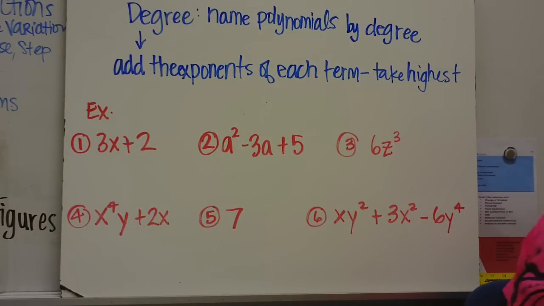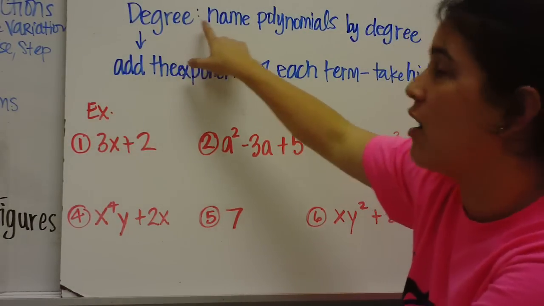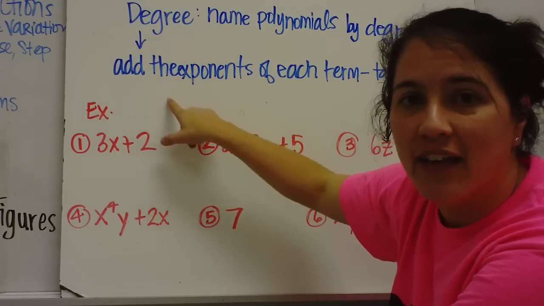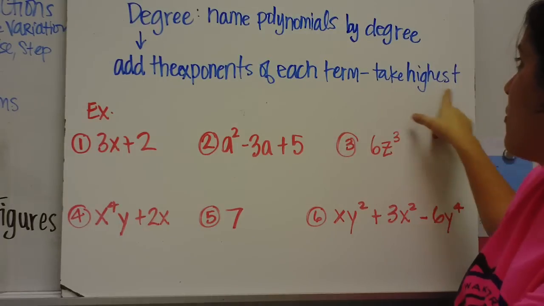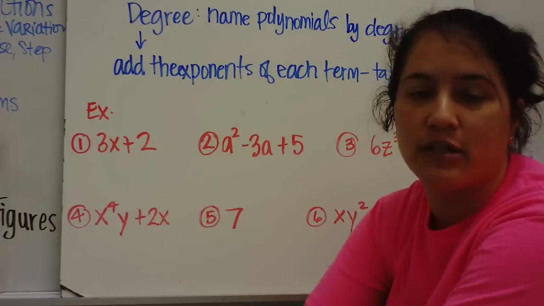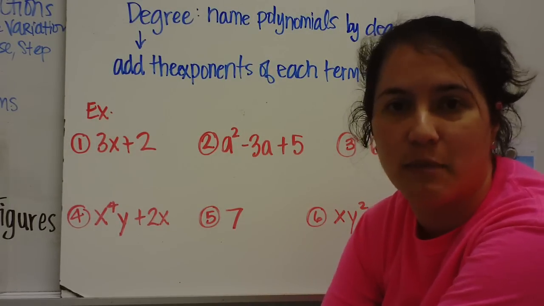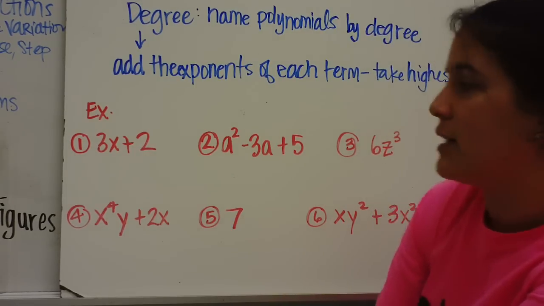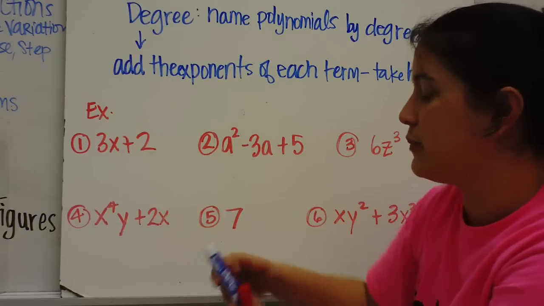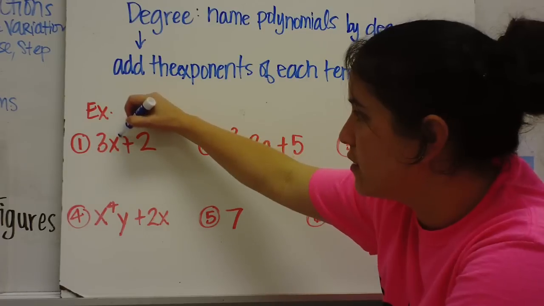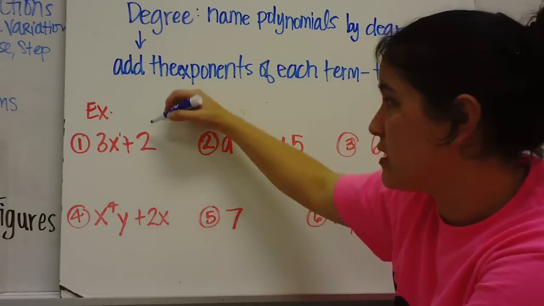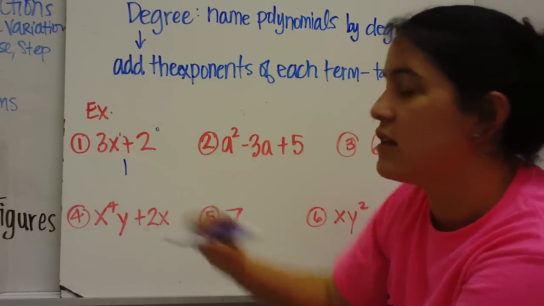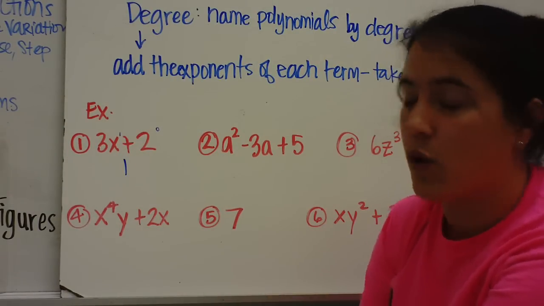So the first thing is the degree. The degree is one way we name polynomials. The way you find the degree is you add the exponents of each term, and then we take the highest. It doesn't matter if the bases are the same or different. You're going to add the exponents, and the degree is whatever the highest sum is. So for example, in this one, 3x plus 2, 3x has an exponent of 1, and the 2 doesn't have any variables, so it has an exponent of 0. So this would be a degree of 1, because the highest exponent is 1.